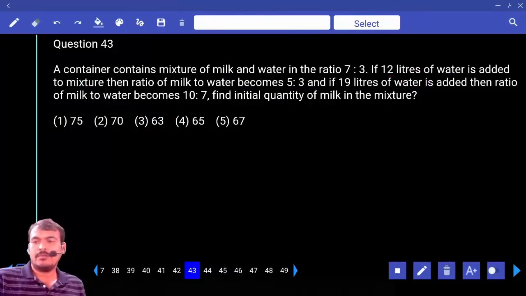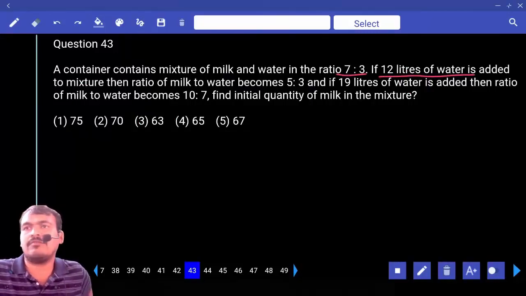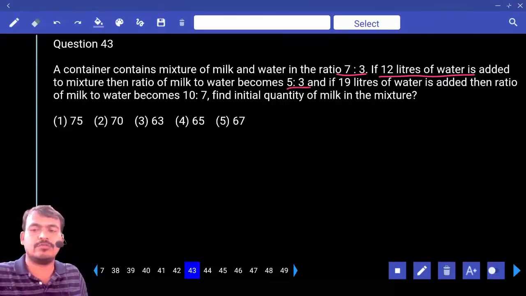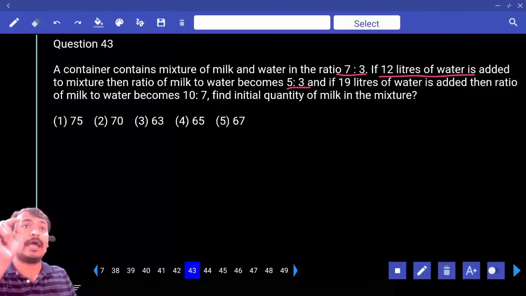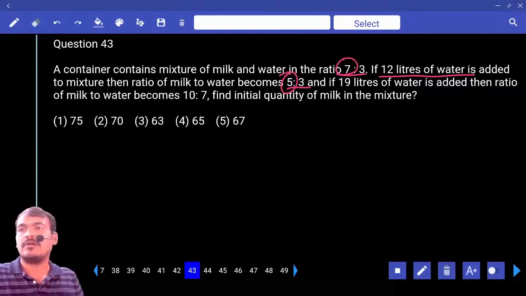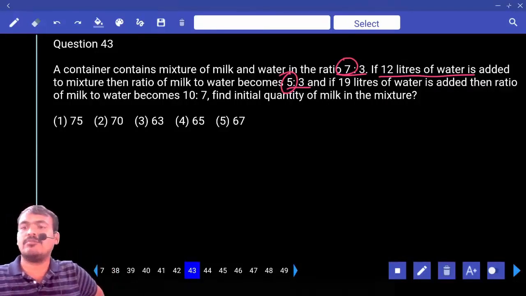Okay. What is the milk and water ratio? 7:3. Are we adding 12 liters of water or 12 liters of milk? 12 liters of water. If you are adding the water, the ratio changes to which one? 5:3. We are adding only water, so milk will be constant or changed? Constant. What is the LCM of 7, 5? 35. 7 how many times?